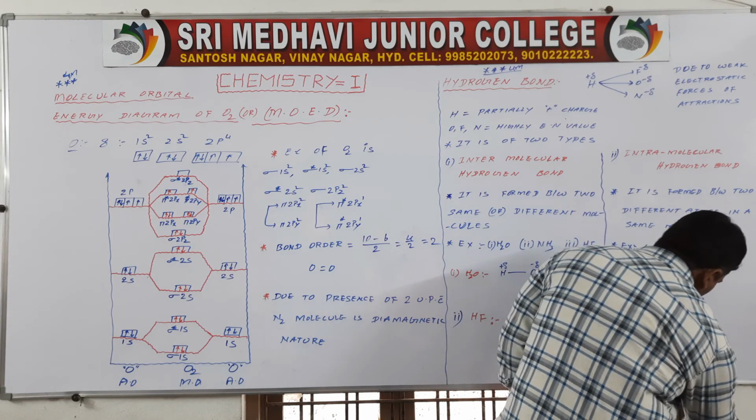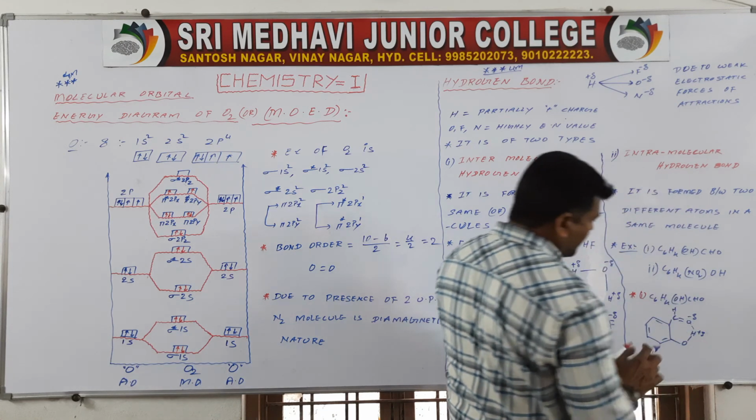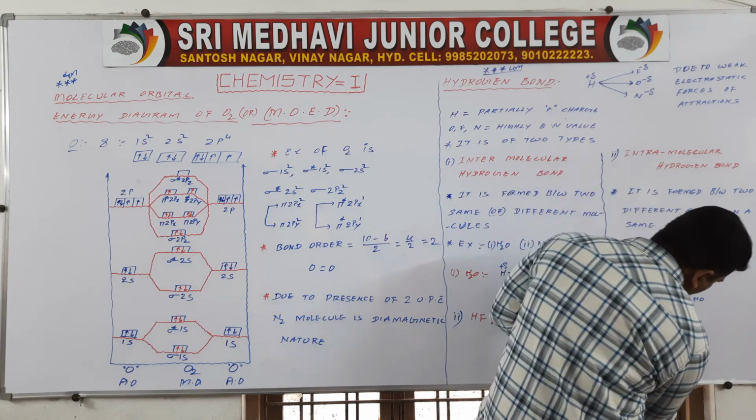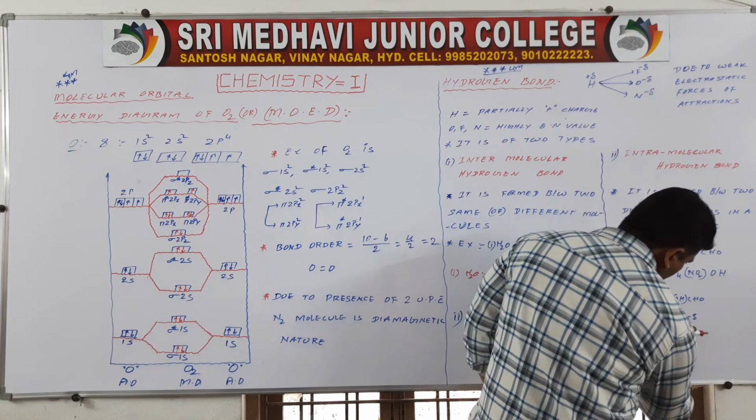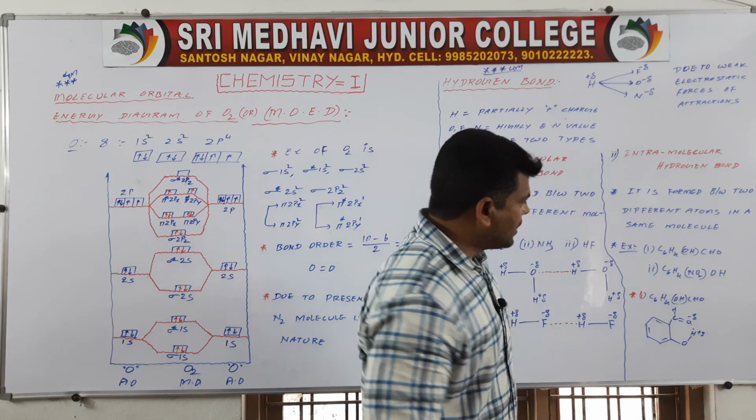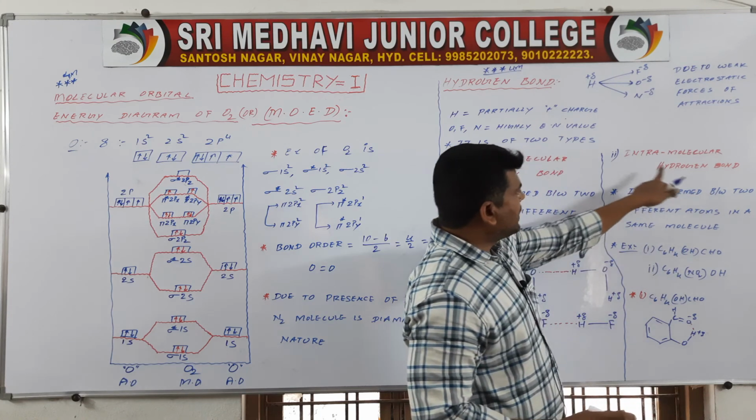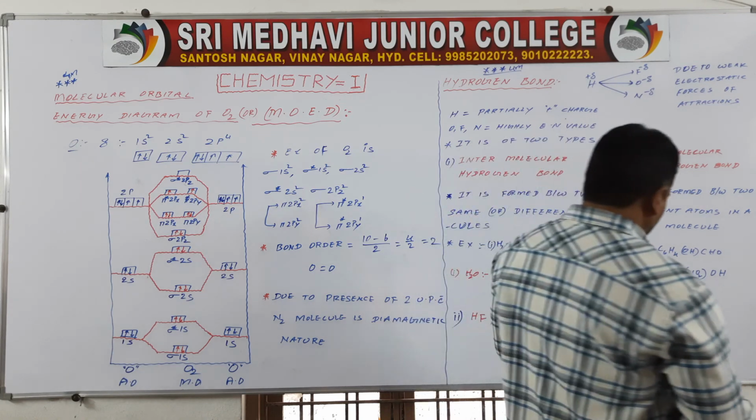It having plus delta, it having minus delta. Now the bond is called intramolecular hydrogen bond.